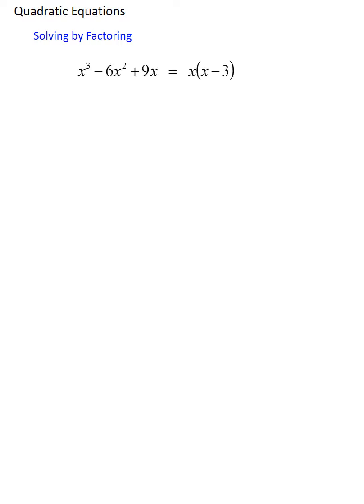Let's look at something much more complex. In fact, technically, this isn't even a quadratic equation. It's a cubic equation because we have an x cubed. But we'll still be able to use the quadratic equation techniques and the zero product property to solve this. Okay, let's begin.